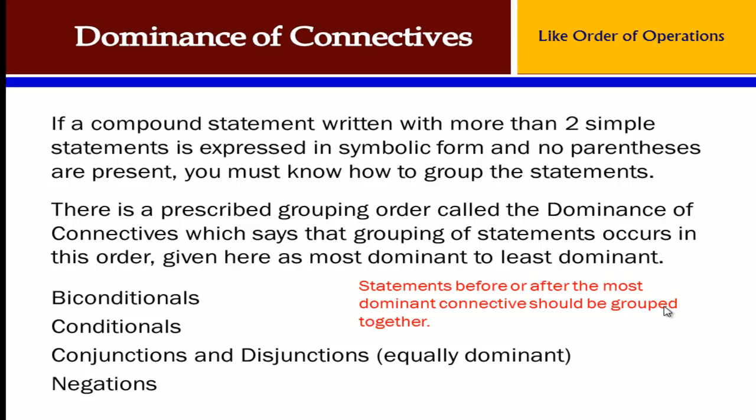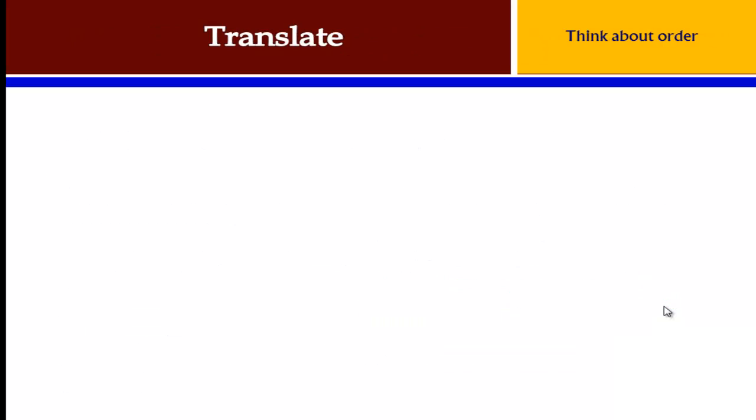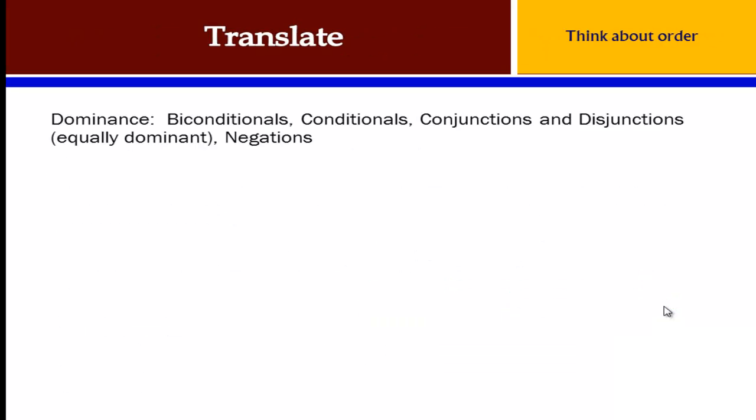Now, statements before or after the most dominant connective should be grouped together, and we use parentheses to indicate the grouping. So as a reminder, I've noted at the top that the dominance order is biconditionals, most dominant, then conditionals, conjunctions and disjunctions equally dominant, and negations.